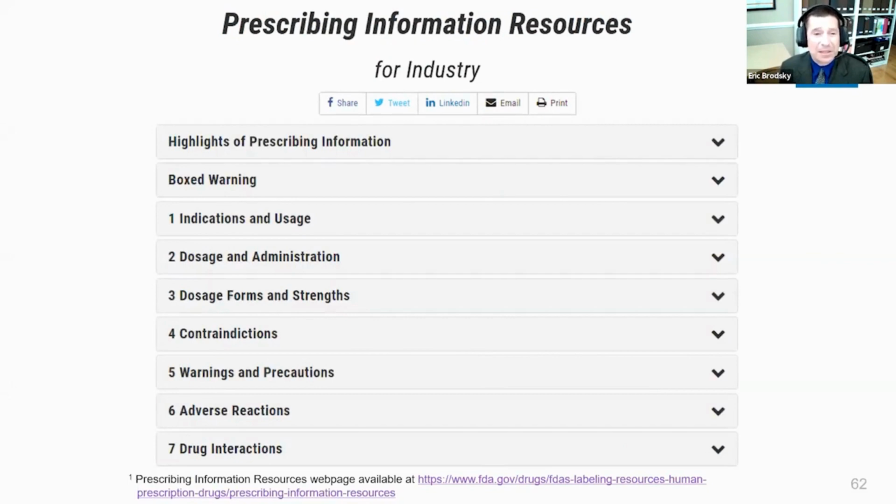I'm going to show you the specific page for prescribing information. We designed this page to follow the required sections of the full prescribing information. You see the highlights of prescribing information, and then it follows. So all of our guidances relevant to each of these sections are included. All of our public presentations that are relevant, we've included here.